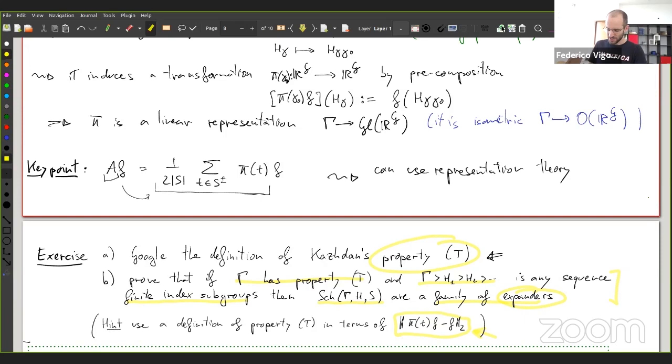Okay, so in fact, the hint is to use the definition of property T in terms of these differences, that is, the definition in terms of almost invariant vectors. Okay.